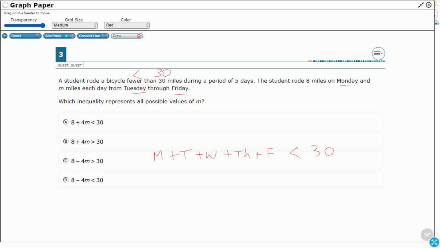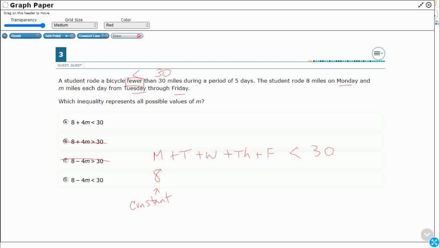So if I've got less than 30 miles, let's go ahead and knock out B and C, because that literally is greater than 30, and this needs to be fewer than 30. So let's look at that next sentence. The student rode 8 miles on Monday. Okay, so they're just going to put that in stone. This is what we call a constant, because 8 is just 8. They're not changing it. So that stays the same on Monday.